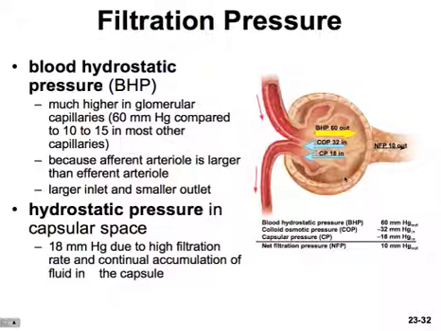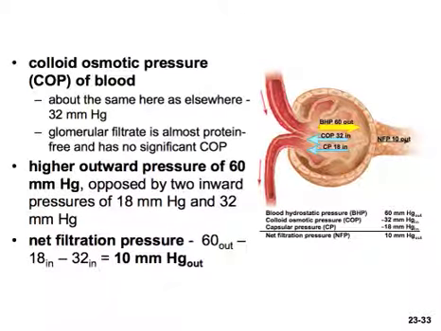The hydrostatic pressure in the capsular space is about 18 millimeters of mercury. This is due purely to the high filtration rate and continual accumulation of fluid in this capsule outside of the capillary bed. Now, the colloid osmotic pressure of the blood is about the same as it is elsewhere, 32 millimeters of mercury. The glomerular filtrate is almost protein-free, and so it has no significant colloid osmotic pressure.